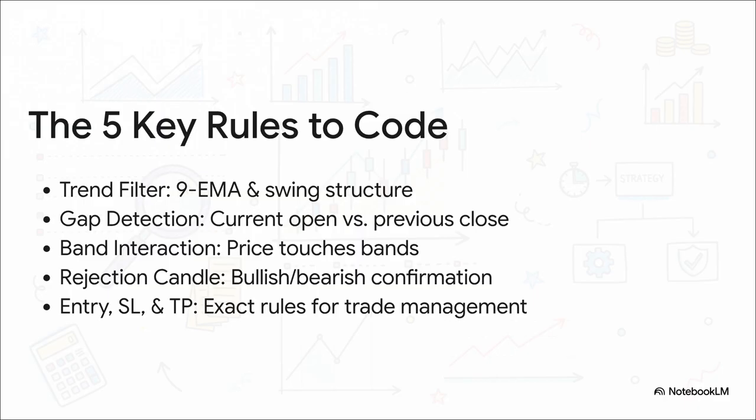First, a trend filter to figure out the market's general direction. Second, some simple logic to spot those price gaps. Third, rules for how price interacts with some calculated price bands. Fourth, we need to define what a rejection candle looks like. That's our confirmation signal. And finally, the really specific stuff. Exactly when to get in, where to put your stop loss, and where to take profit.